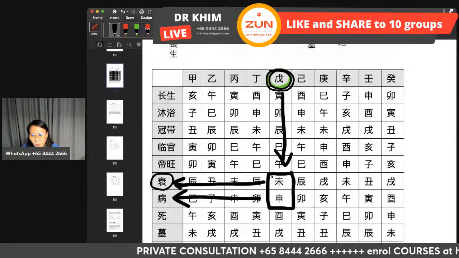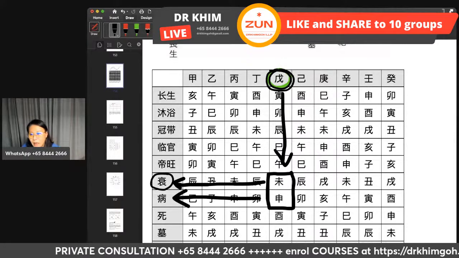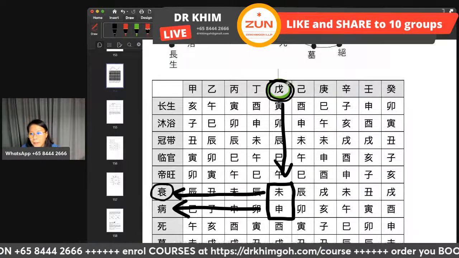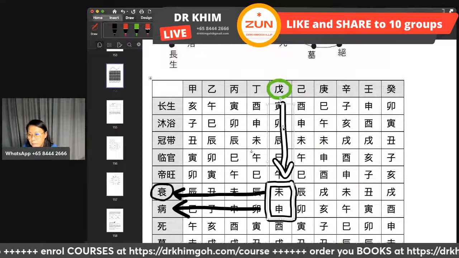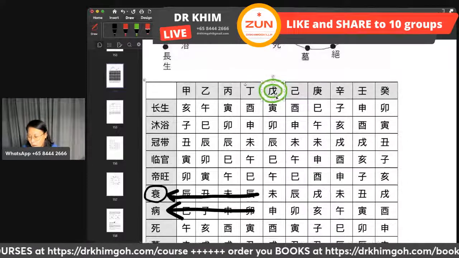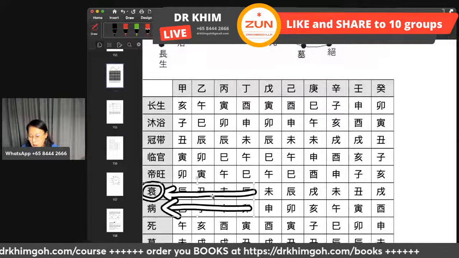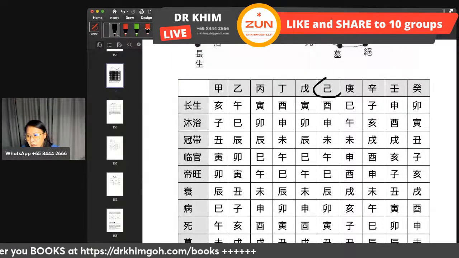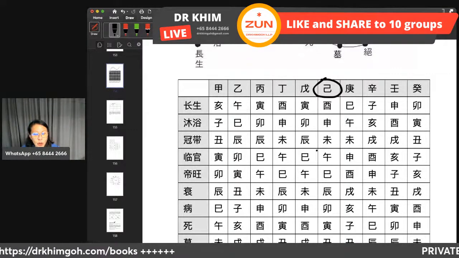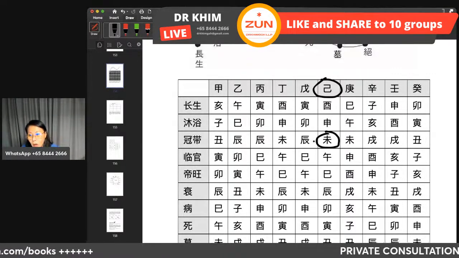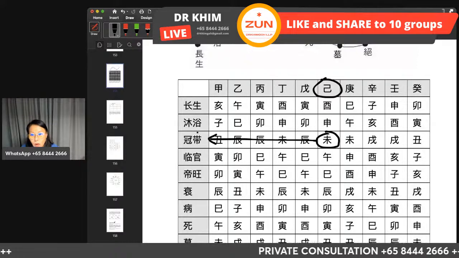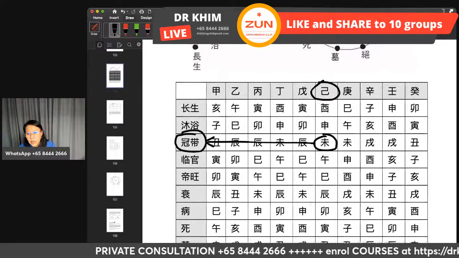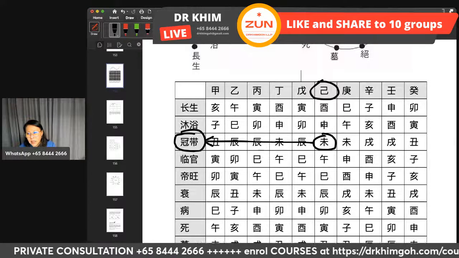This one. So the goat. Goat is weak. Okay, so now the hidden is the Ji, right? So let's look at the hidden. The hidden Ji. So we should look at the goat. Oh, Quan Tai. Interesting, right? So hidden Ji Quan Tai.